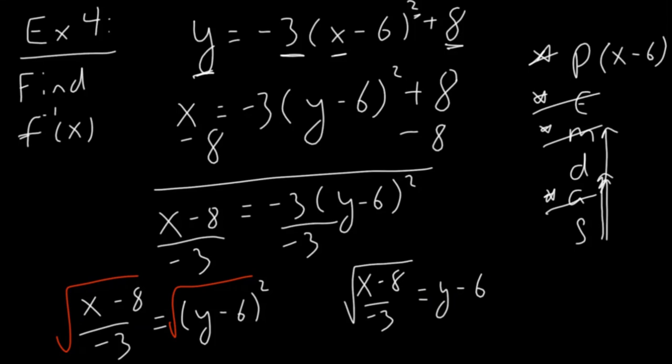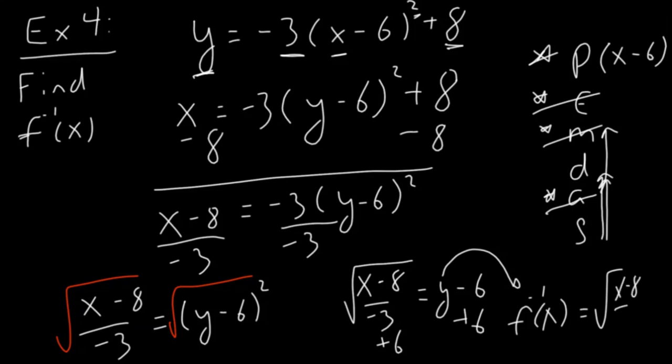Well, how do we get rid of the minus 6? What's the opposite? Plus 6, plus 6. And to finish this problem off, we know we change our y into f inverse of x equals the square root of x minus 8 over negative 3, and just squeezing this in, that plus 6. Notice that plus 6 is not inside the square root.